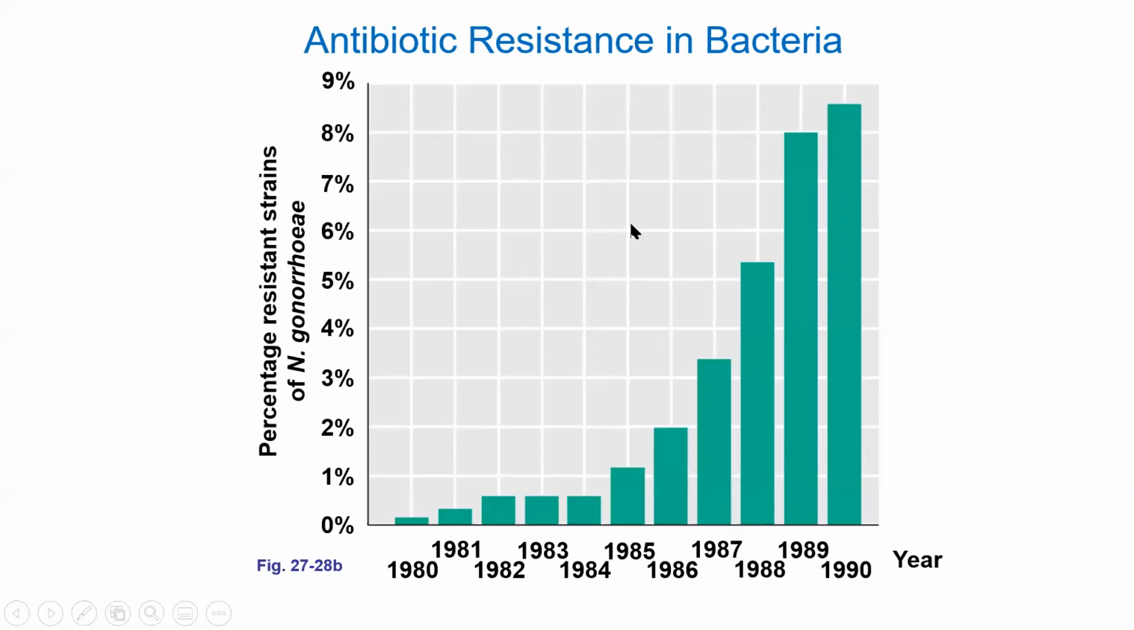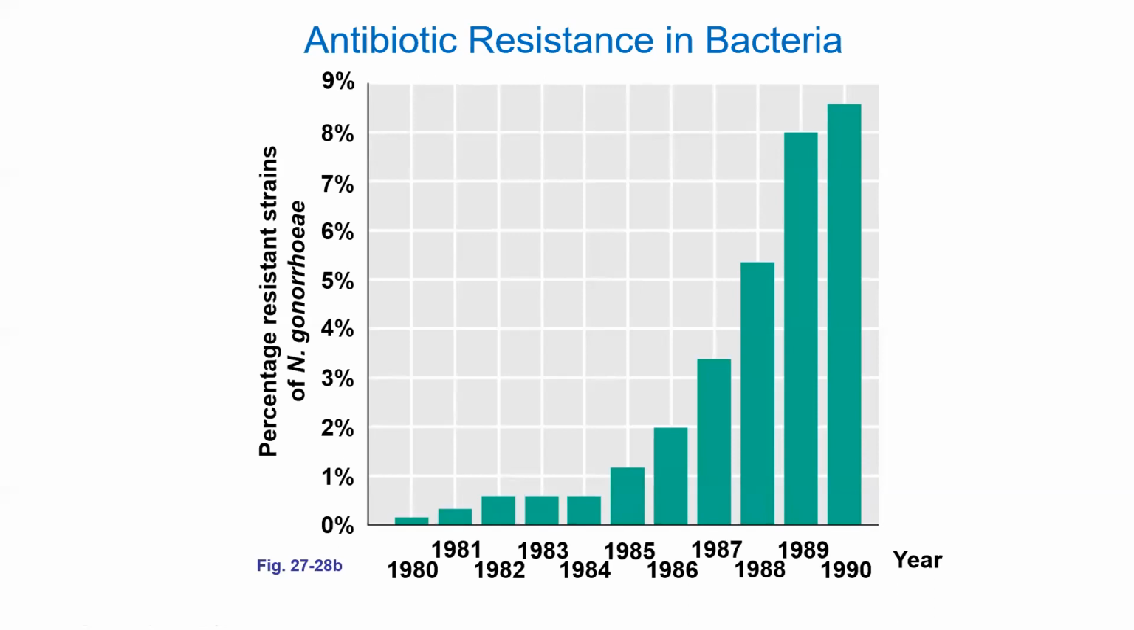If you take a look at this one here, there are tons of graphs like this showing resistance in bacteria. This one is for Neisseria gonorrhoeae, looking at, it doesn't say which drug it is, but between the years of 1980 and 1990, basically going from almost 0% to almost 9%. And we see these trends all the time.